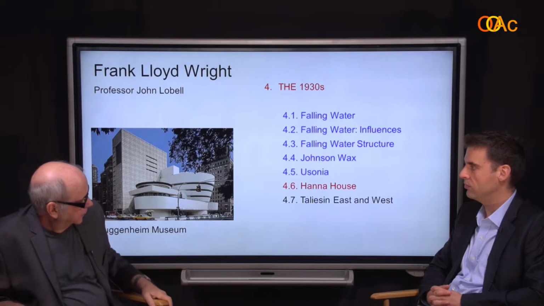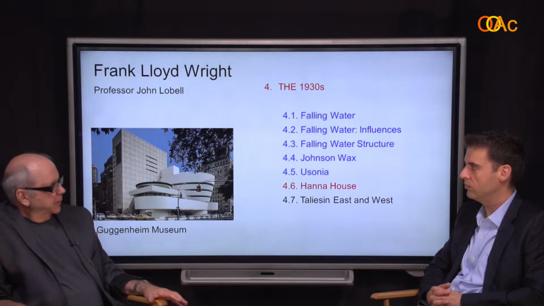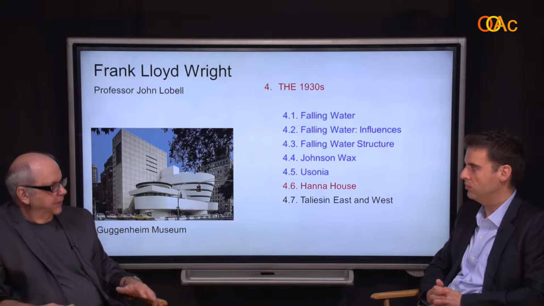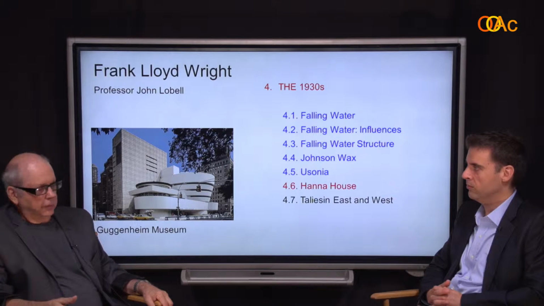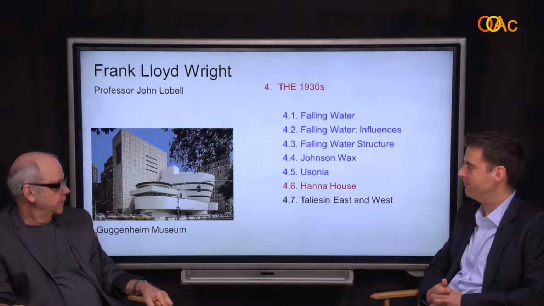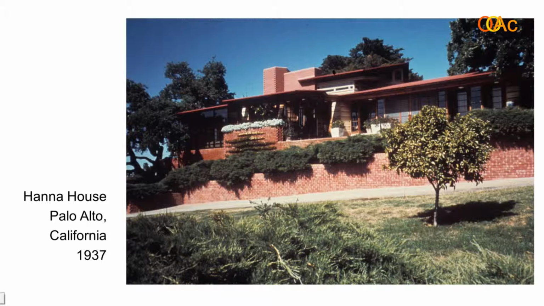Right. Well, we'll look now at the Hanna House, which is the same principle as the Usonian houses, but this is for a somewhat well-to-do client, a professor at Stanford, so it's in Palo Alto. So here we are, the Hanna House, Palo Alto, California, 1937. Now, take a look at that.